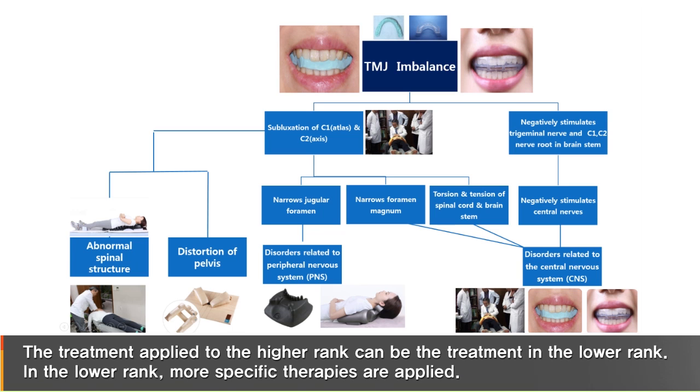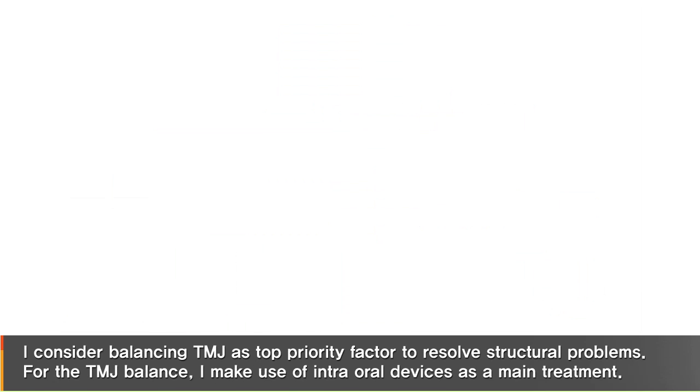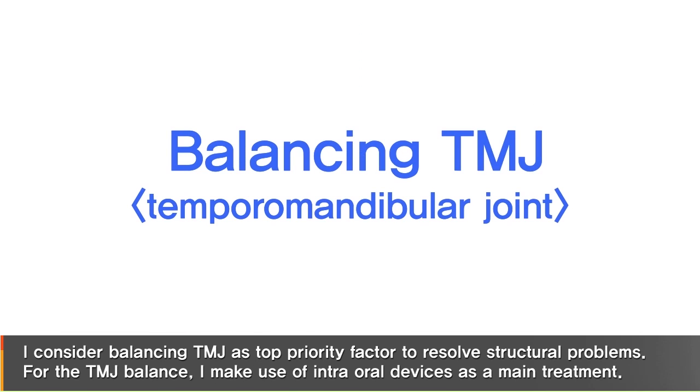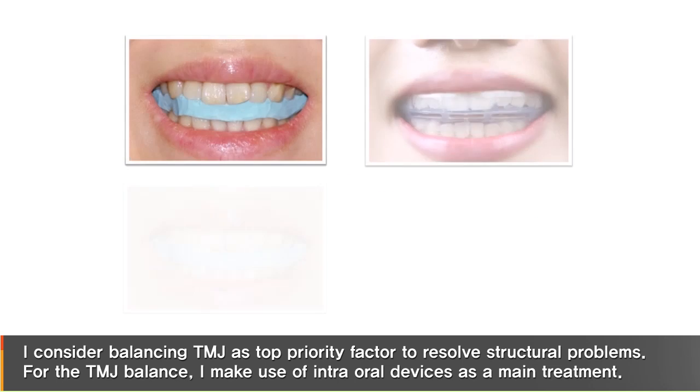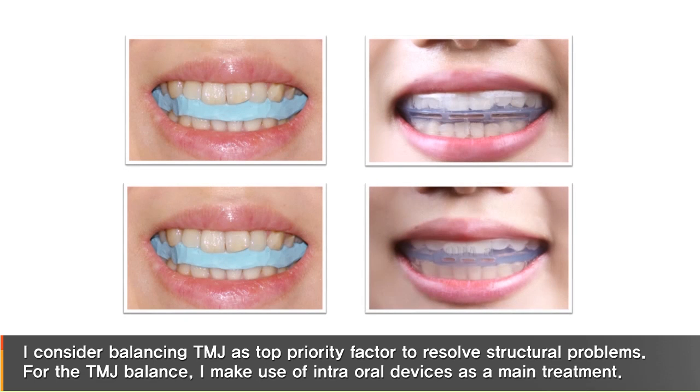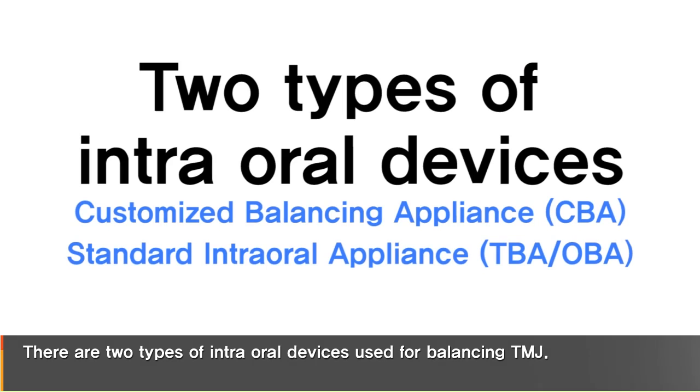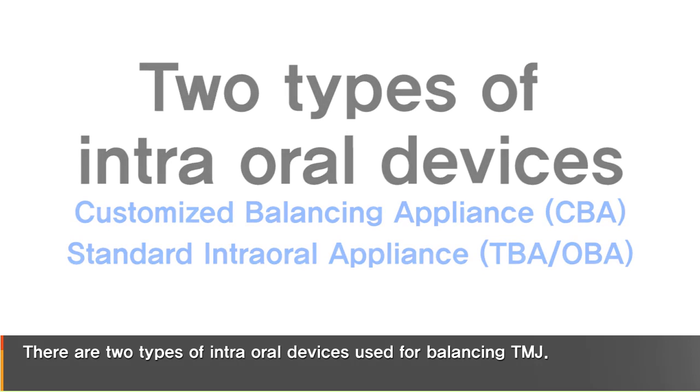The treatment applied to the higher rank can be the treatment in the lower rank. In the lower rank, more specific therapies are applied. I consider balancing the TMJ as the top priority factor to resolve structural problems. For the TMJ balance, I make use of intraoral devices as our main treatment. There are two types of intraoral devices used for balancing the TMJ.